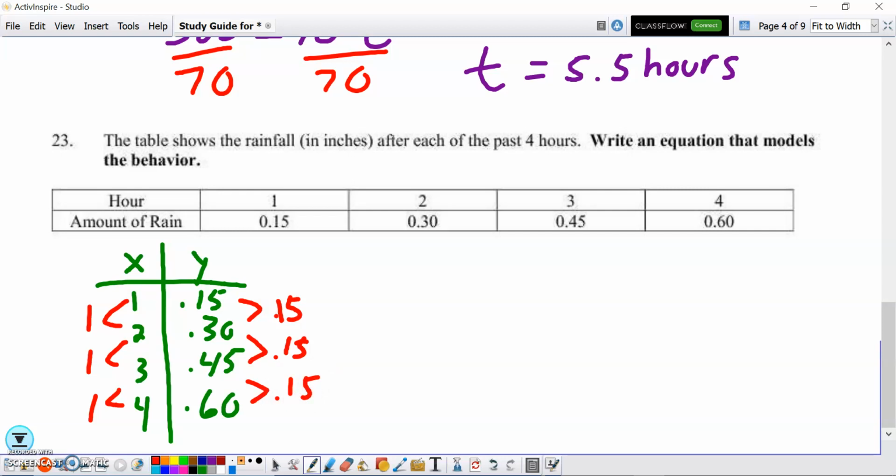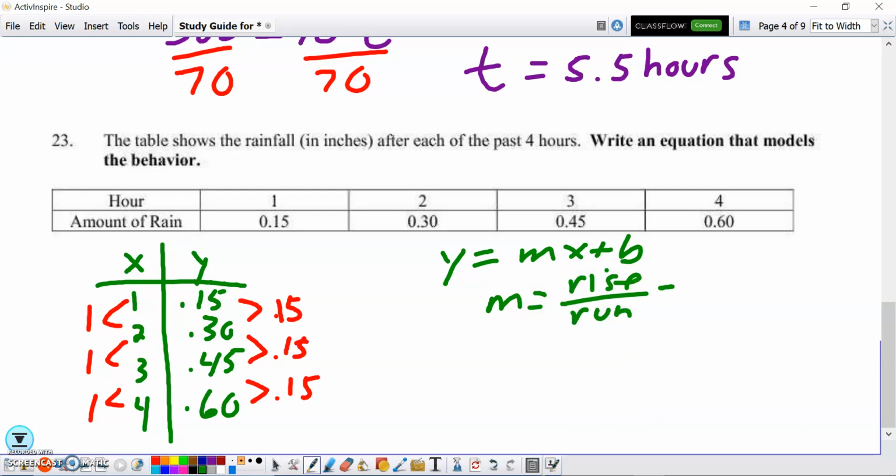All right, there's a couple ways you could do this. If you recall, y equals mx plus b, we can find the slope with rise over run. And in this case, the rise is 0.15, the run is 1. So the slope is 0.15. Now I could plug that in.